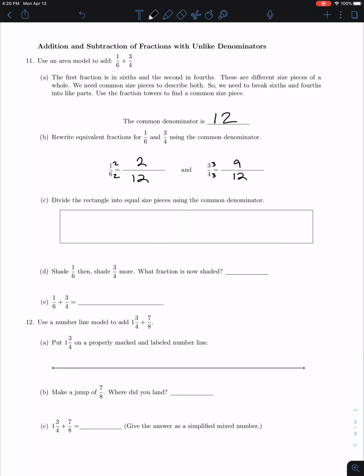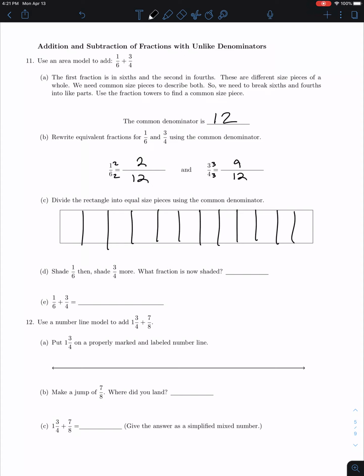So we want to divide this rectangle into equal pieces. In this case, since our denominator is 12, we want to turn this into 12 chunks. So we're going to need 11 lines. So 1, 2, 3, 4, 5, 6, 7, 8, 9, 10, 11. And again, hopefully they're relatively close to the same. Again, mine aren't that great, but you get the idea.